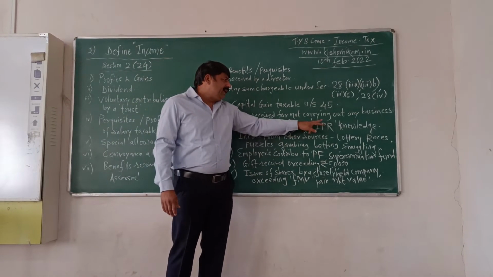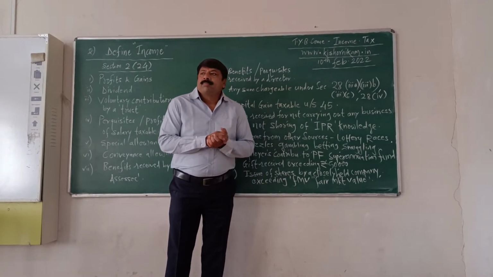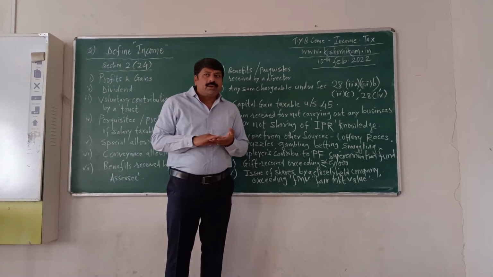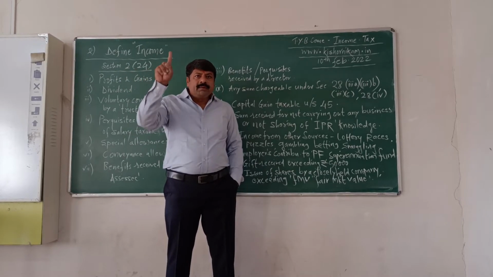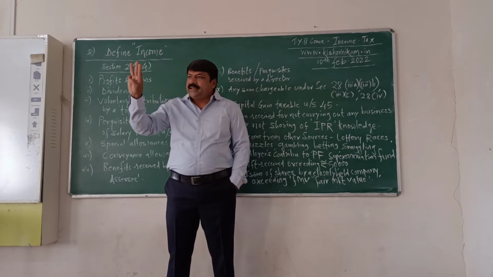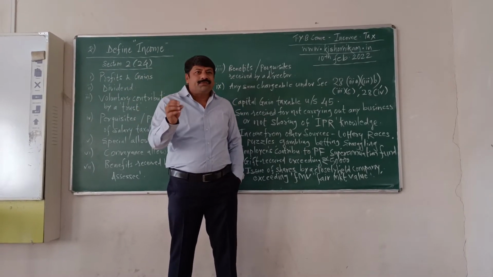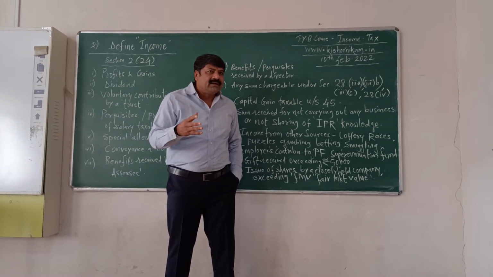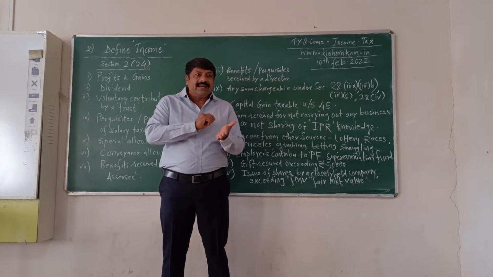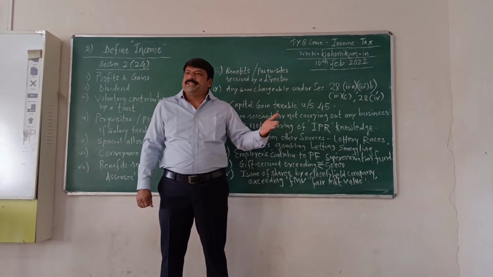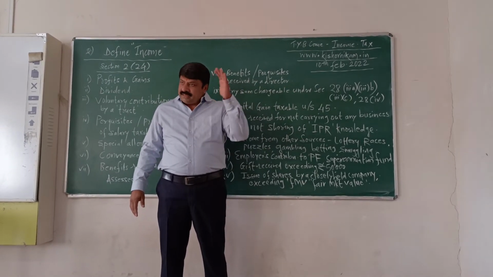Then sums received for not carrying out any profession or any business or not sharing of any knowledge of IPR. What is IPR? Intellectual property rights. What are the examples of intellectual property rights? Number one, designs. Number two, copyrights. Number three, trademarks. Number four, patents. What is patents? Patent is a monopolistic right granted to a person for finding out any method, manner or process of manufacture. Any know-how, technology to perform a particular operation, that is called know-how. Copyright is given to authors or lyrics writers for publishing any original work of literature, that is copyright. These are intellectual property rights which are governed by the Indian Patents Act 1970, Indian Designs Act, Indian Copyrights Act.